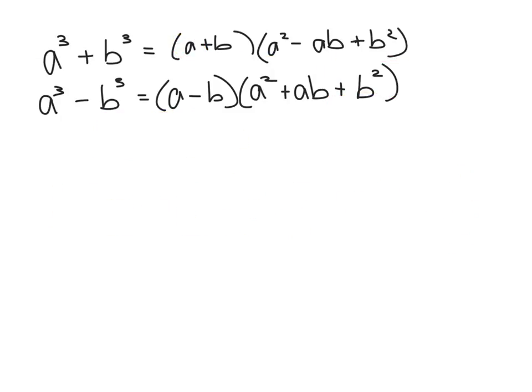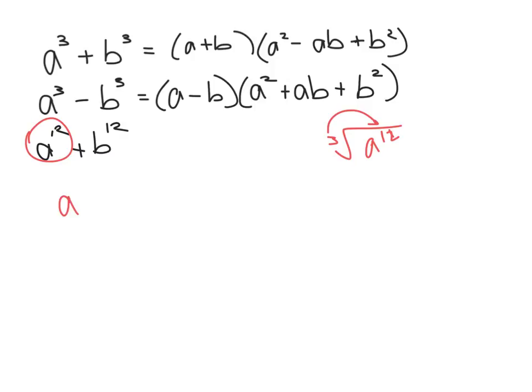Okay, so third example here. Whoops, let's move that. a to the 12th plus b to the 12th. Okay, so there's a plus sign there, so we're going to use this formula. And it says take the cubed root of that. Okay, so remember, when you're taking the cubed root, you say 3 goes into 12 four times. So my cubed root is going to be that. And my cubed root of that is going to be the same thing, b cubed.